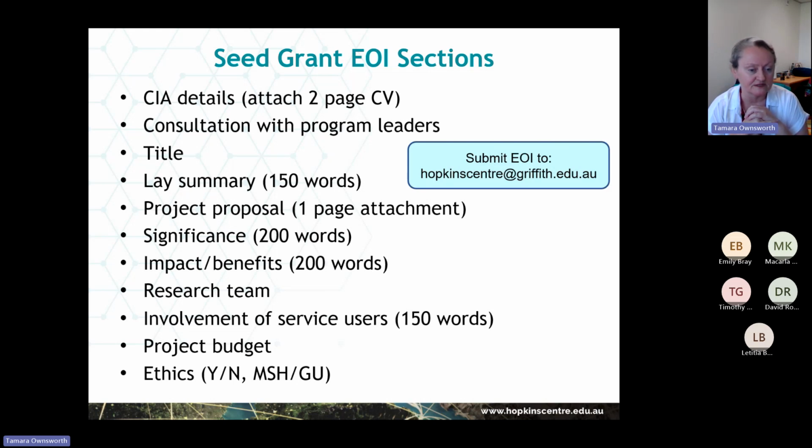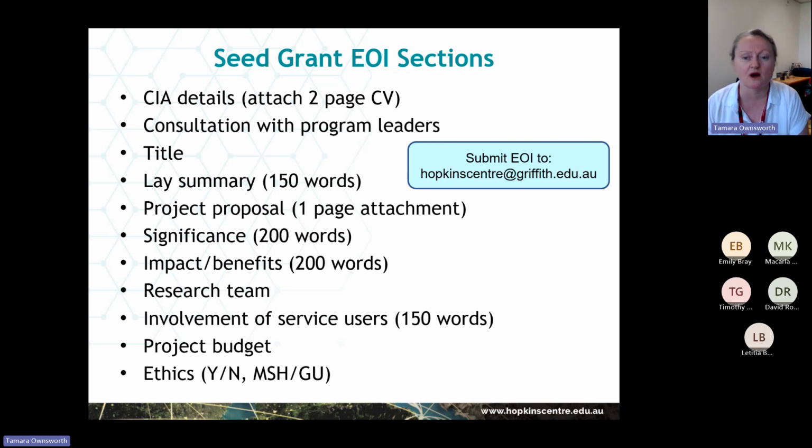You're then asked to list your research team. Now the team members listed at the EOI can change, so don't feel that if you haven't put everyone's name down at the EOI, you can't build on that for the full application. We do ask that you tell us a bit about involvement of service users or consumers, so your consumer engagement plan, and then the project budget, and then just indicating whether you have existing ethical clearance or whether you will need to apply for that.